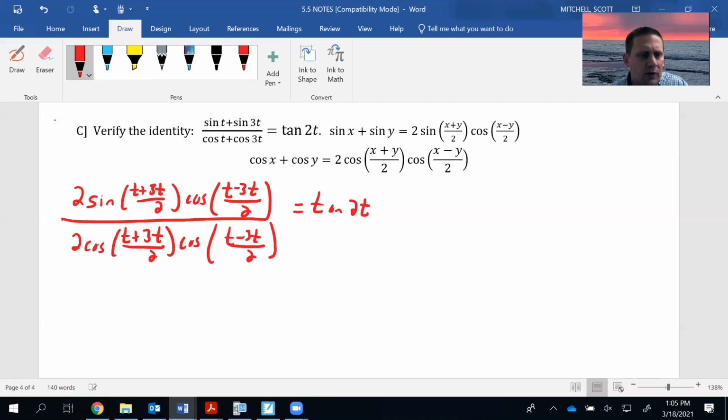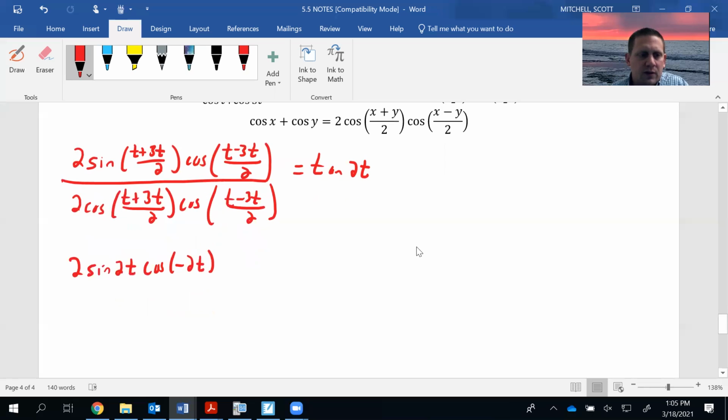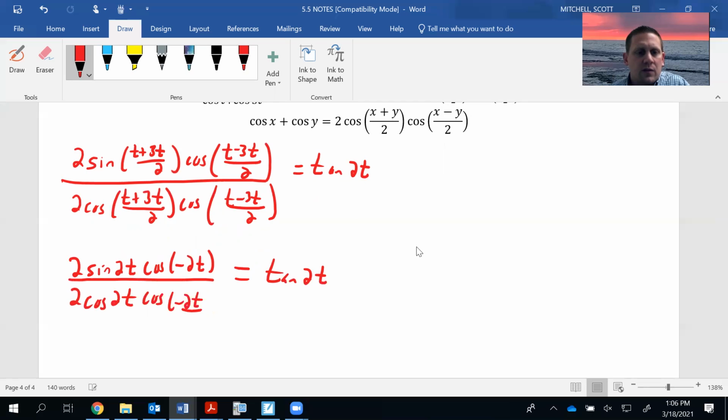And so now I need to simplify. So 2 sine of 4t over 2 is 2t, and then this is the cosine of negative 2t. That's okay. It's not going to be that big of an issue necessarily that it's a negative. It possibly could be another issue that we have to deal with, but we'll work with that when it happens. So we still equal the tangent of 2t. This is going to be 2 cosine, 4t divided by 2, 2t, and then the cosine of negative 2t over 2. Oh, sorry, that is negative 2t.